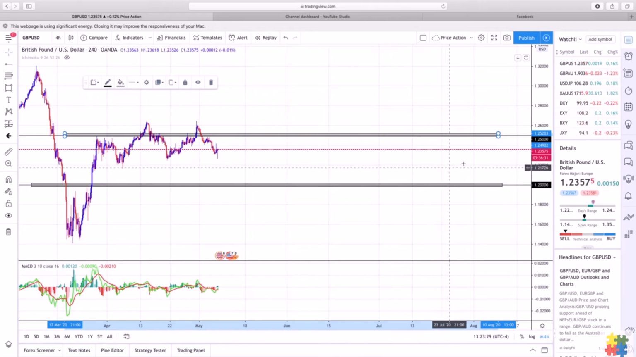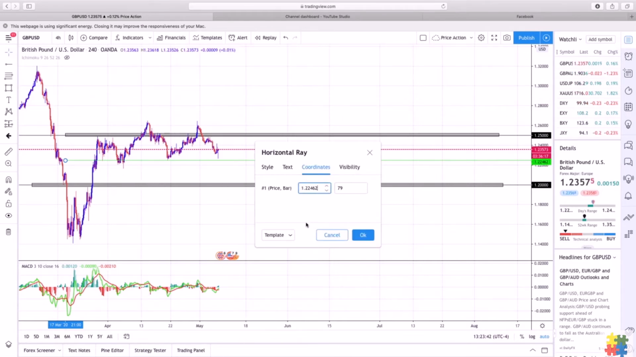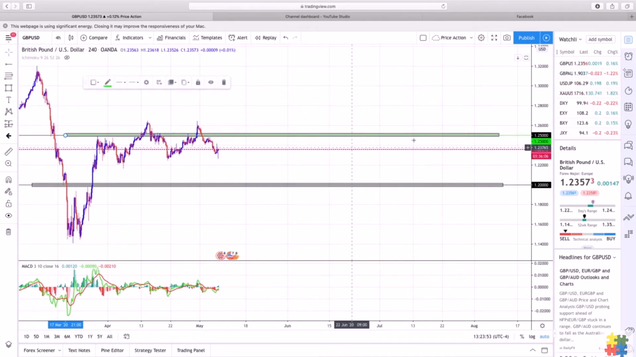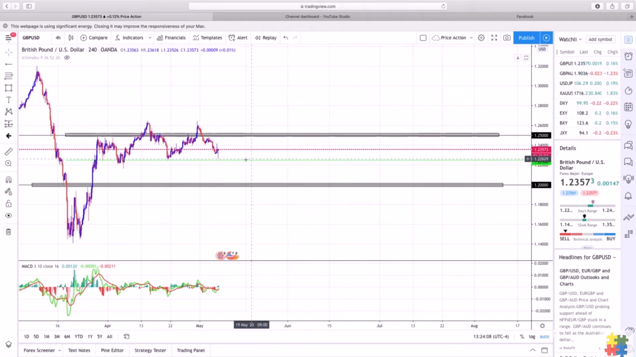Also you want to get your ray. You want to put your ray right down the middle. 120, 125. So this would be 122.5. Alright, so boom. Now this is directly in the middle.